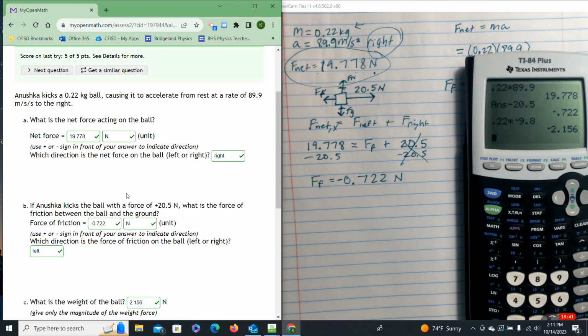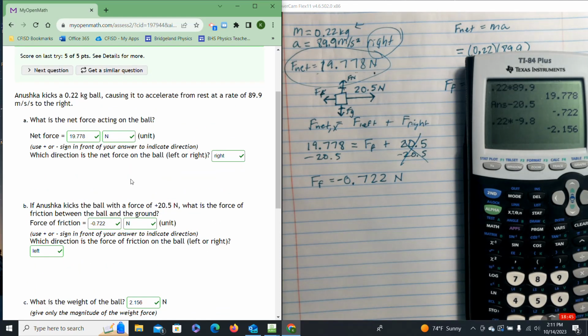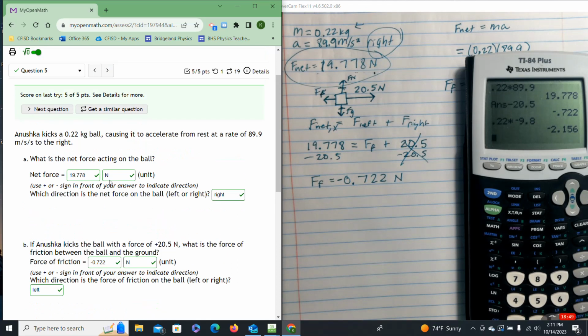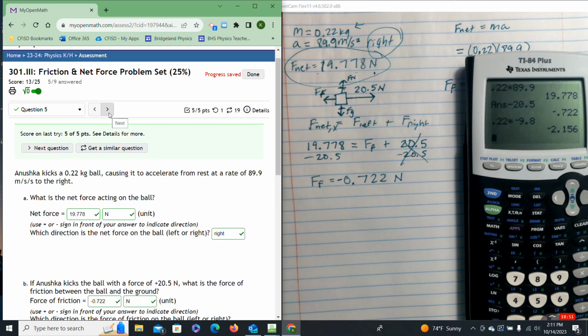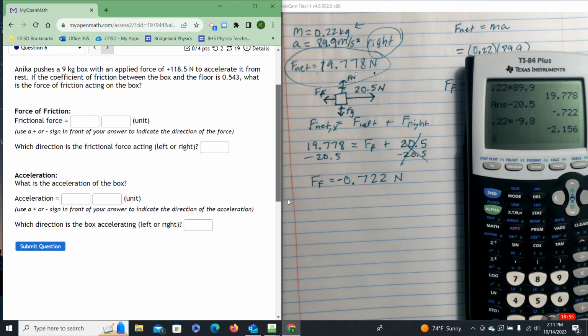This problem does have several steps. I would expect a potential free response short answer question on your test to look something like this. At least that is a possibility. All right, let's take a look at this one.